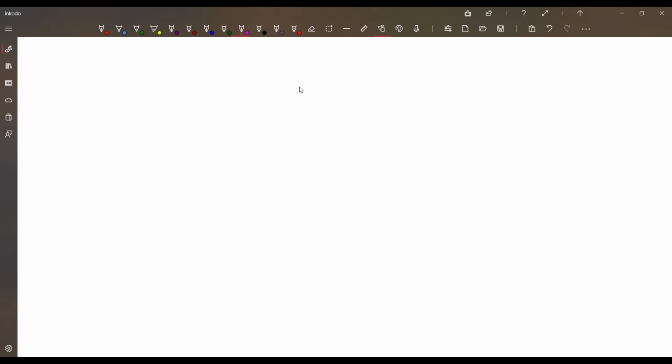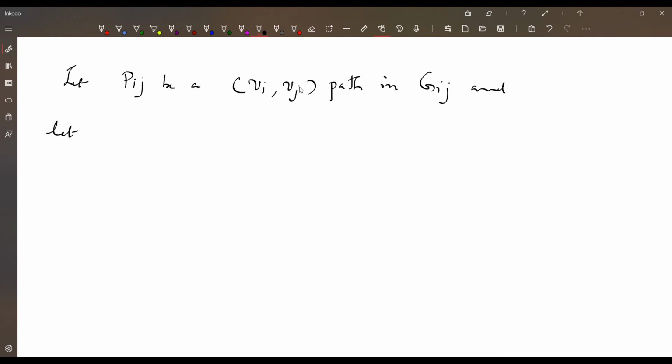So let Pij be a Vi Vj path in Gij, and let C denote the cycle V, V1, P13, V3, V. So this is the situation.